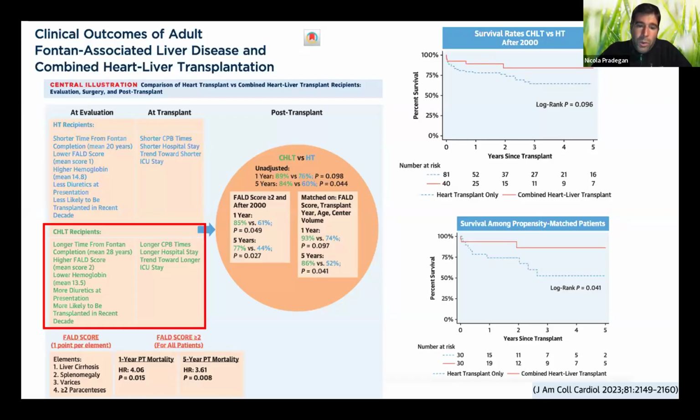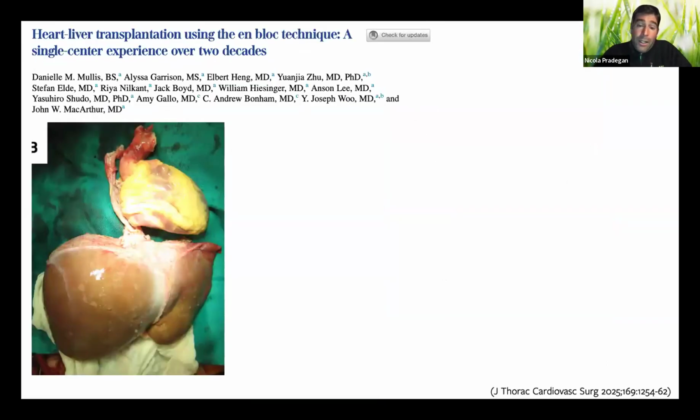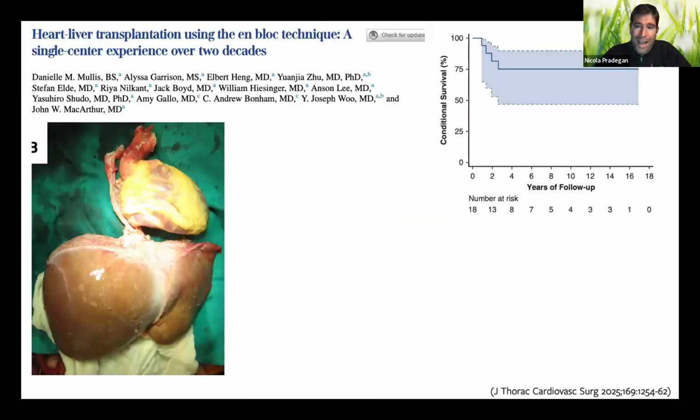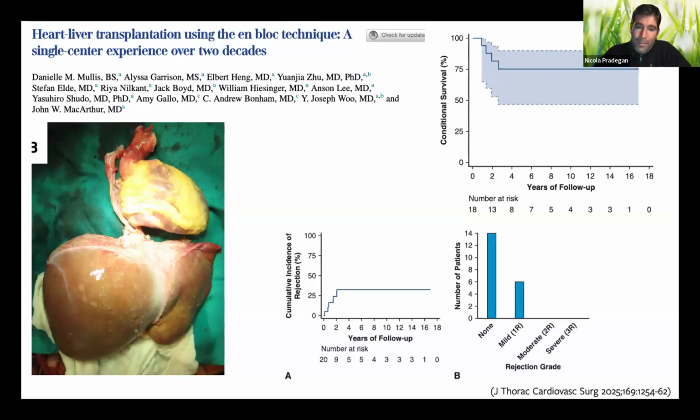But when we look at adjusted 1 and especially 5 years follow-up outcomes, you see a benefit of the combined heart-liver transplantation. However, the mechanisms included in this are still to investigate. There is longer follow-up with the combined heart-liver transplantation, especially in this cohort of study over 2 decades, with, I would say, excellent survival outcomes at 18 years of follow-up.